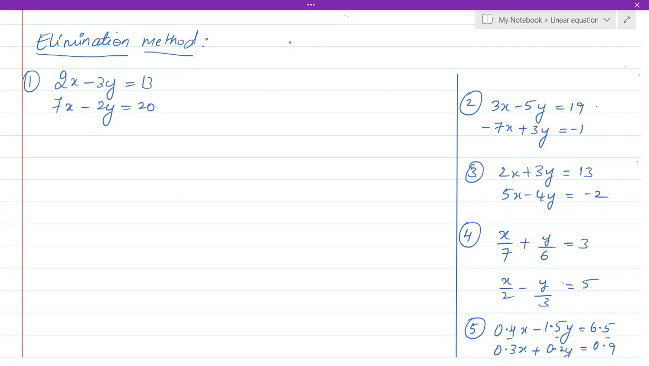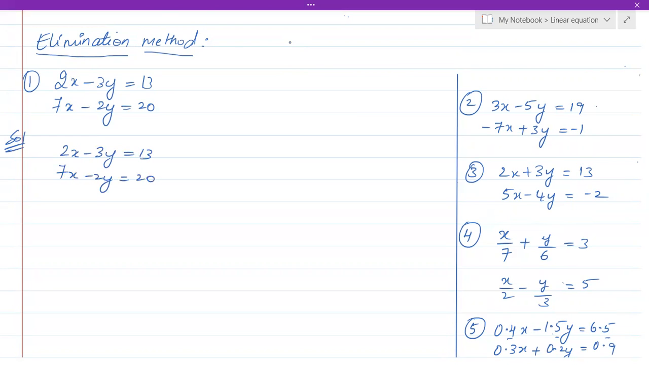So as you can see, I've taken the first question, and on the right side, I've taken a few more questions. Let's solve those later. First, let's solve the first question. The first question is 2x minus 3y is equal to 13, 7x minus 2y is equal to 20, isn't it? So let's rewrite the equations.